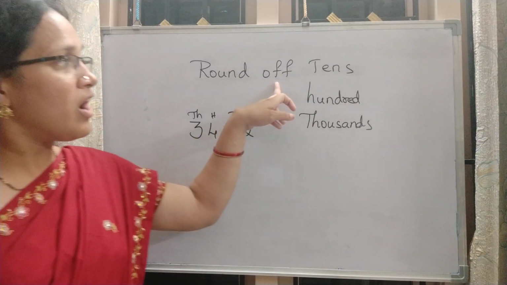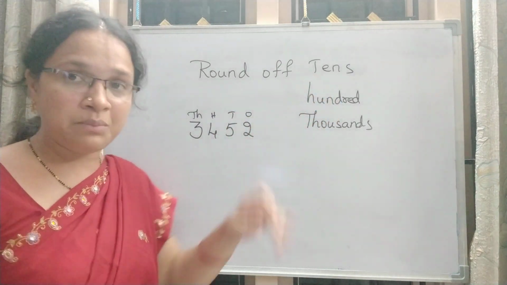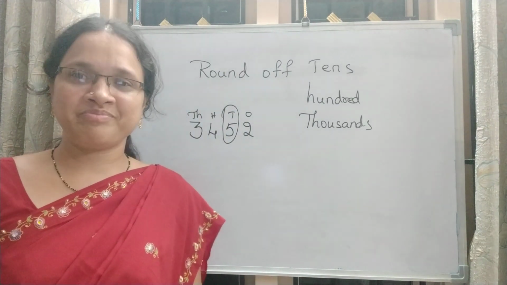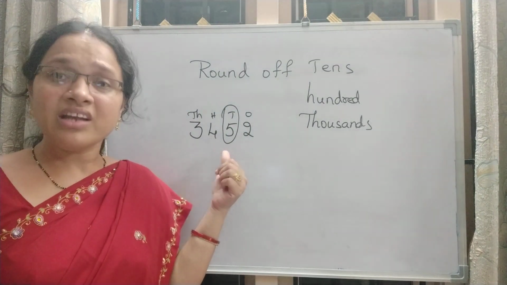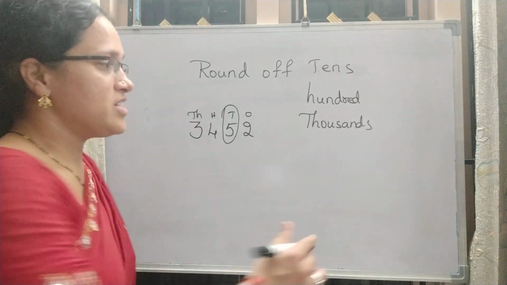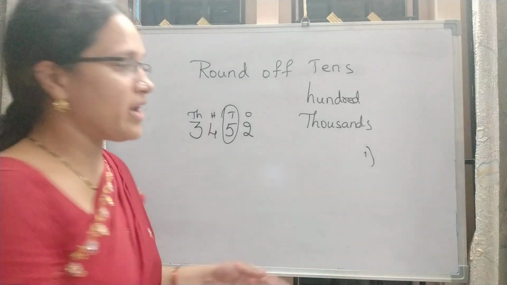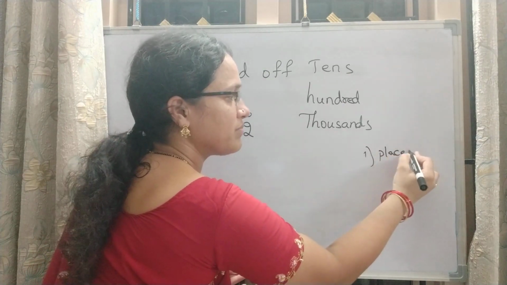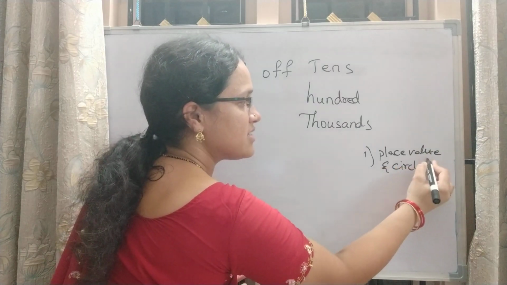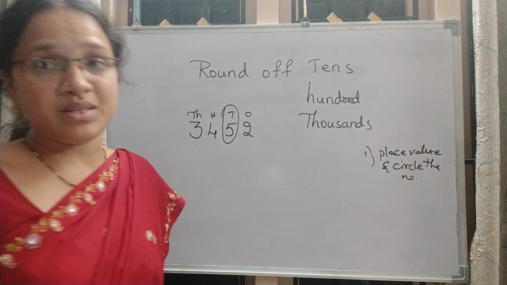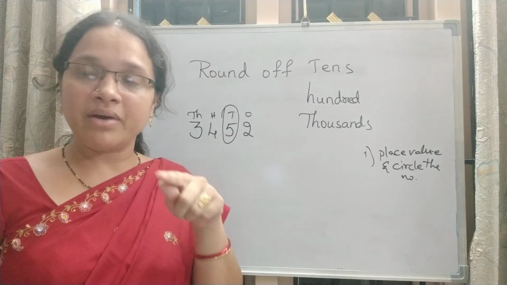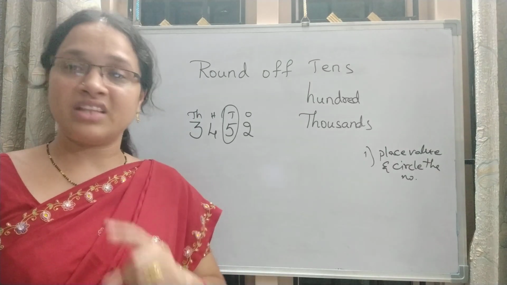Now see, if you want to round off the tens, that means circle the tens place value with a pencil. So you are making it clear that you have to round off the number 5. So in your first step you should write the place values on the top of the given number and circle the number which is to be rounded off. That is your first step.